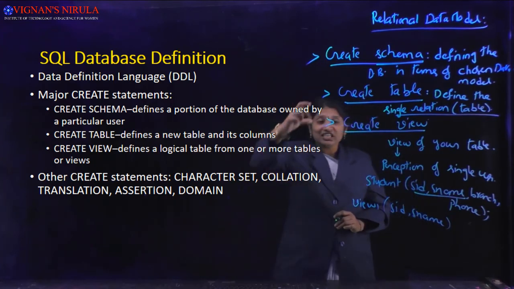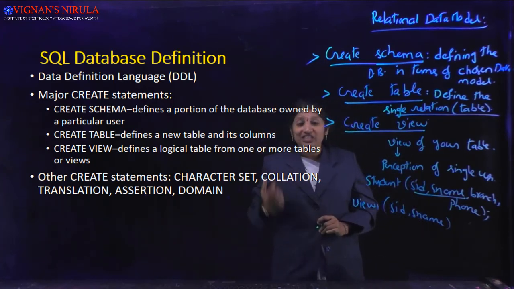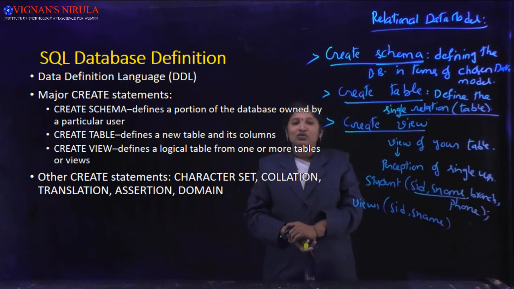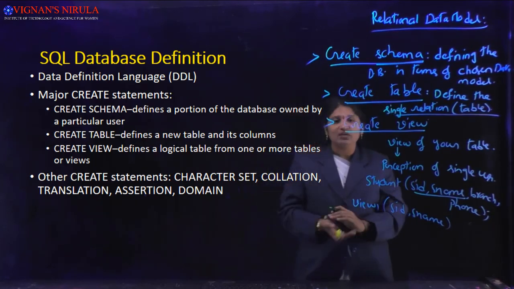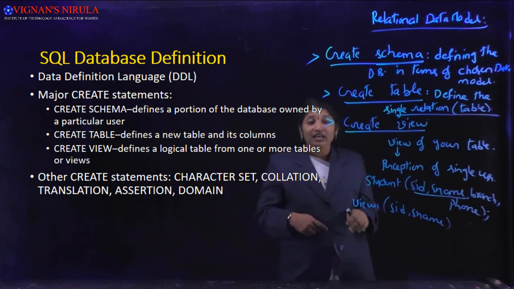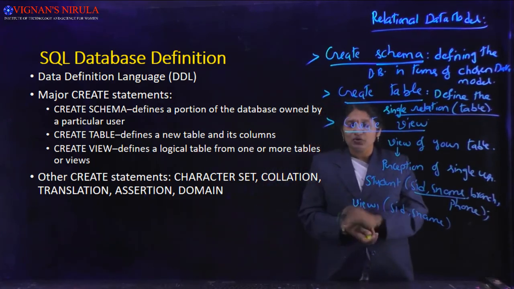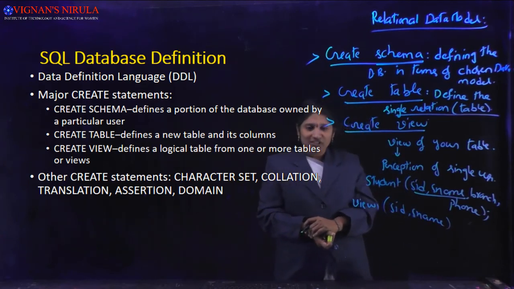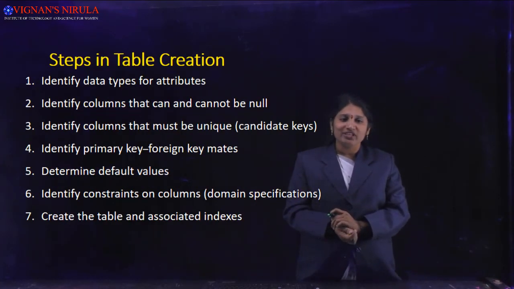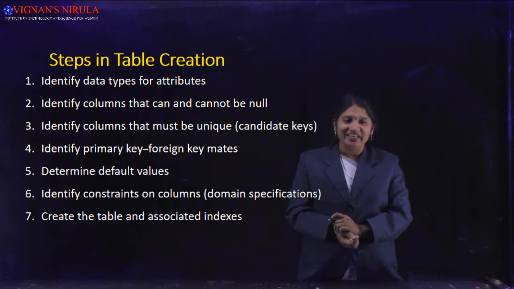So these are the three different sorts of create commands that can be used in order to define the database. Create schema, which can be used to define the relational schema. Create table, which can be used to define the table. Create view, which can be used to define the view itself, which we'll learn in detail together with examples next. We will see how the table is created by using the create table command.